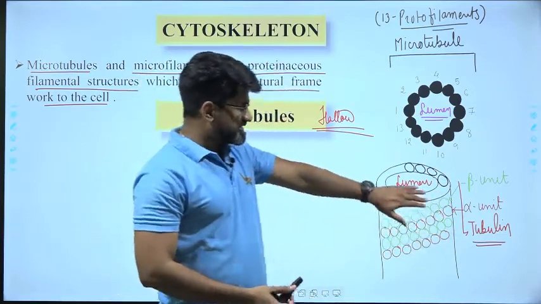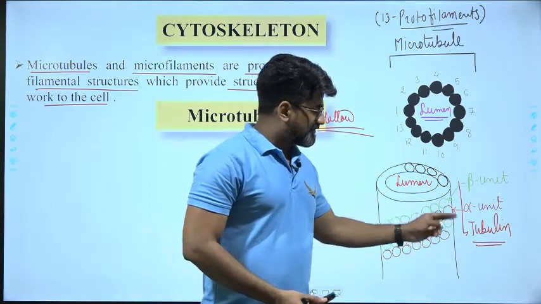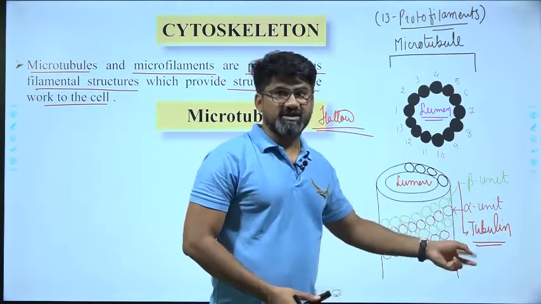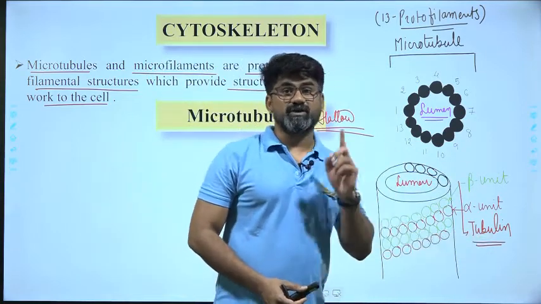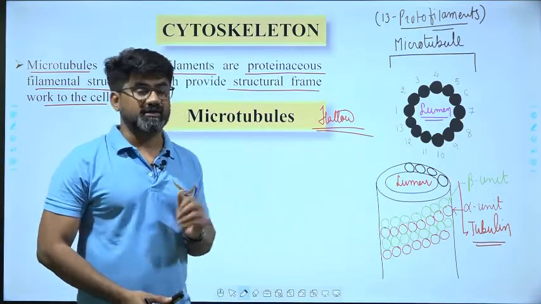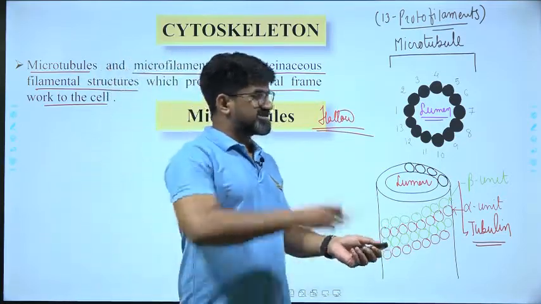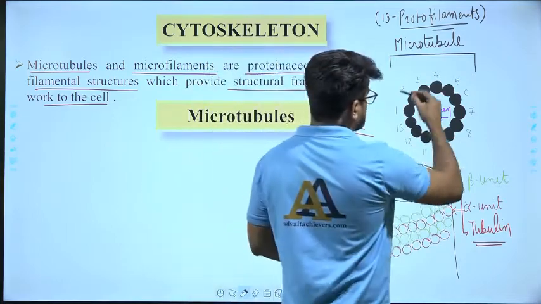So if we see this microtubule from the sideways, you can find alpha unit, beta unit, alpha unit, beta unit alternately, a band of this kind of unit, and both are formed of what? Tubulin protein. This is the important part, right? Microtubule is made up of what? Tubulin protein. Okay.